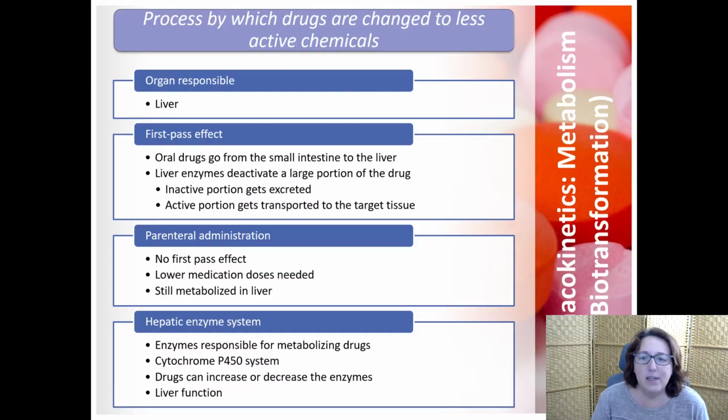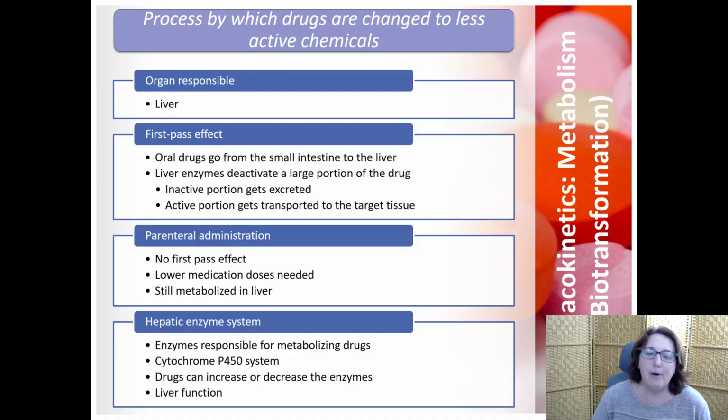First pass effect. Drugs administered orally are absorbed from the small intestine into the portal vein and then onto the liver, where liver enzymes break the drug into metabolites. The majority of metabolites are deactivated and then excreted. This means that a large portion of the oral dose is destroyed and never gets to the tissue. What is left after the first pass effect is transported through the body via the circulatory system to the target tissues.